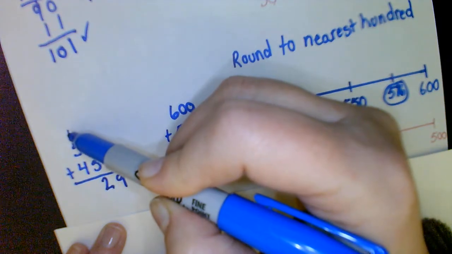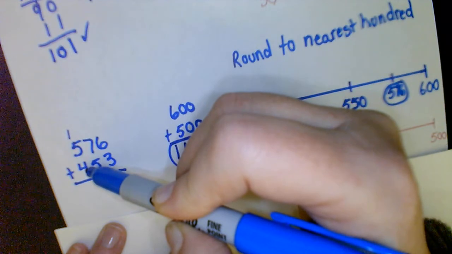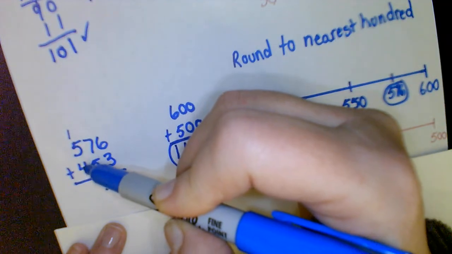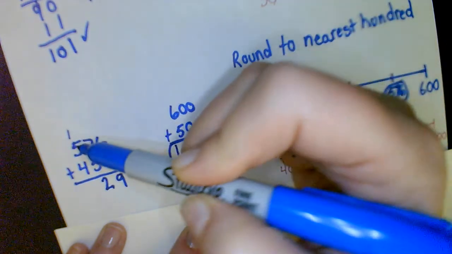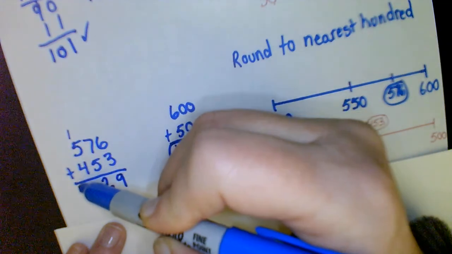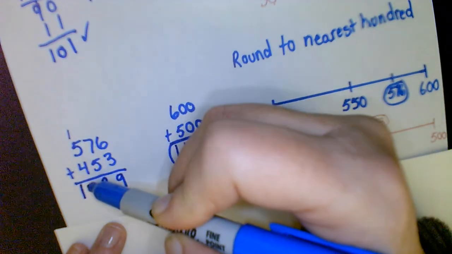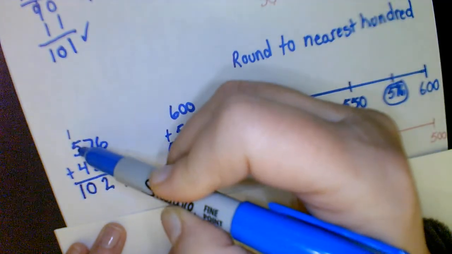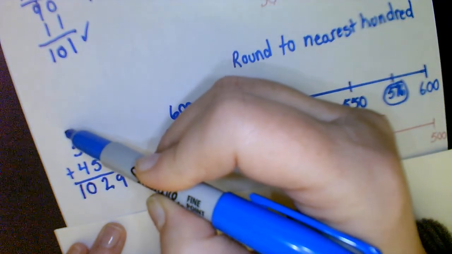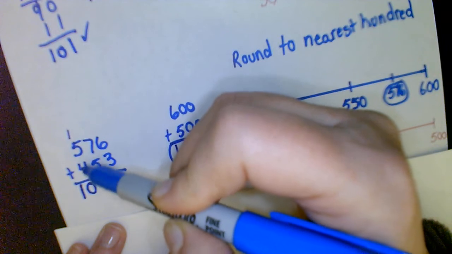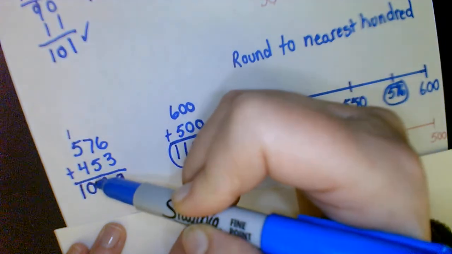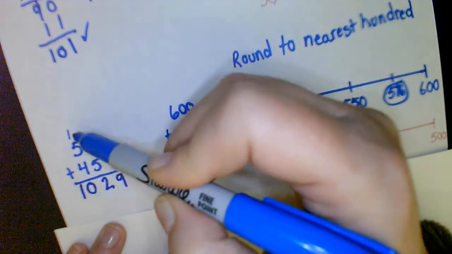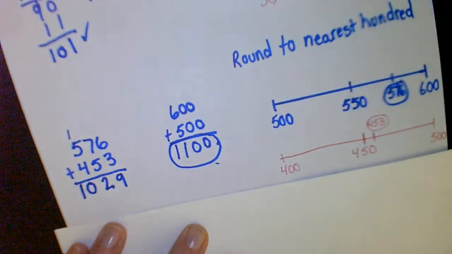Ooh, but I know that this 100 can go here to make 500. 500 plus 500 is 1,000. So I need that 1 in the thousands place, and I don't have any hundreds left over. Or you can think of it as 600 plus 400 is 1,000, which really is 1,000.